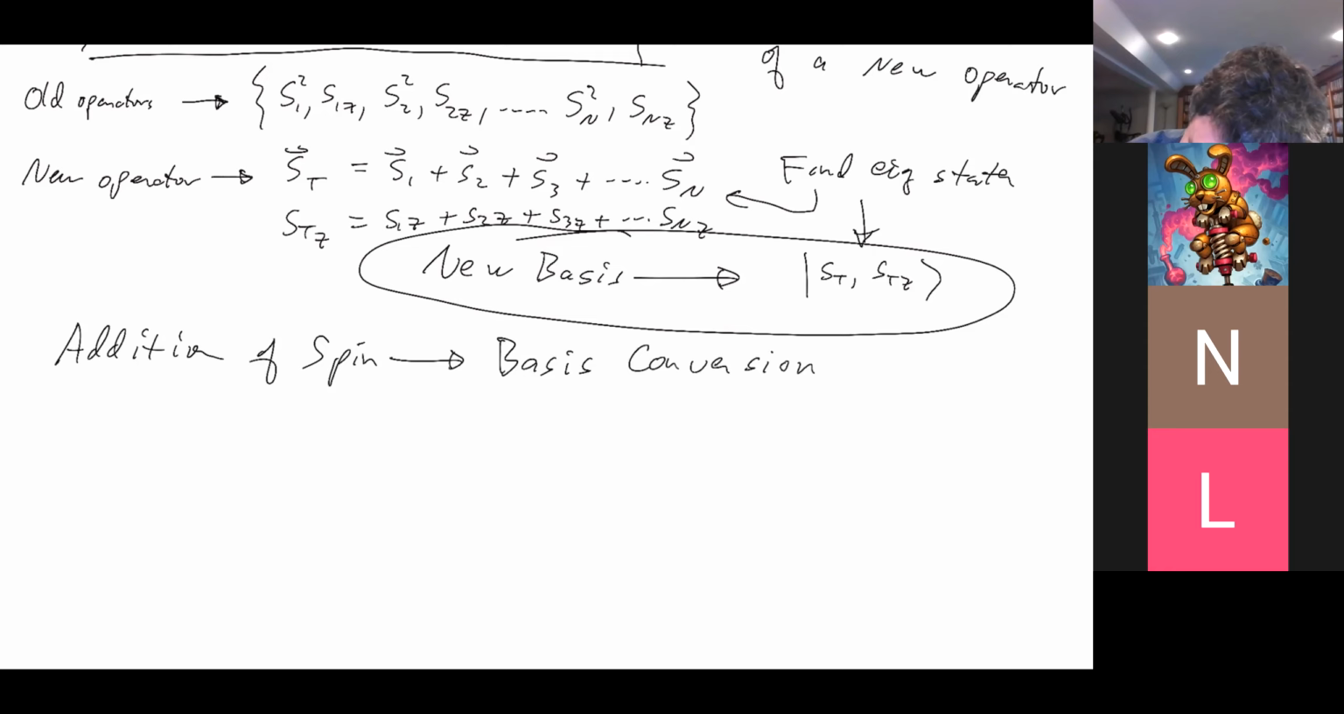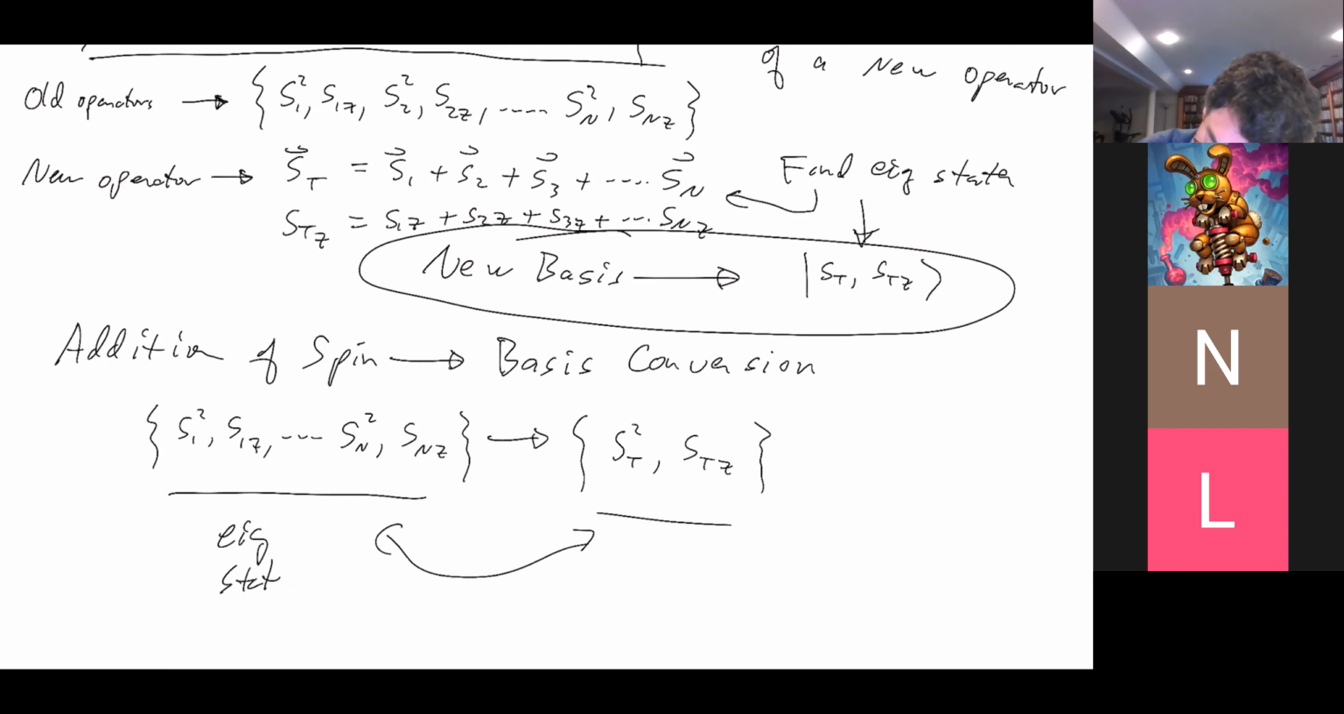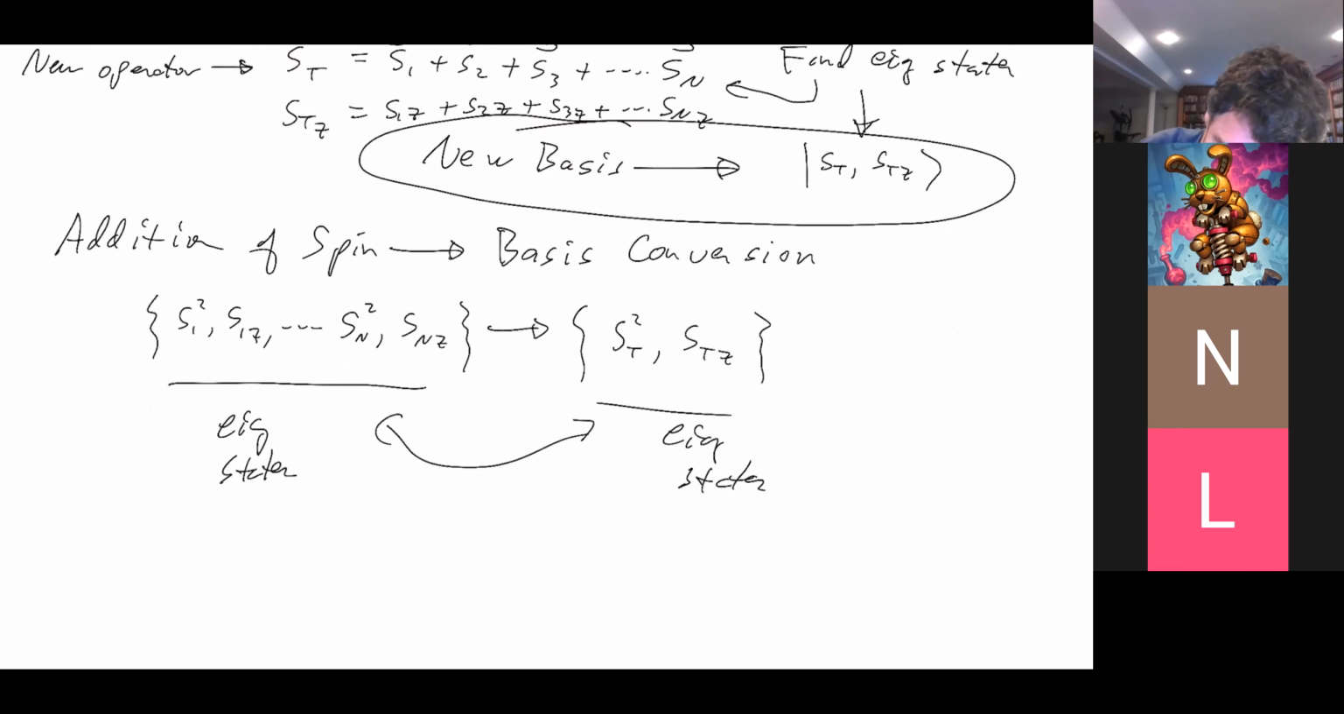We're converting from the eigenstates of this set of operators, S1 squared, S1z, and so on, to Sn squared, Snz. We're converting from this basis, from the eigenstates of this set of operators, to the eigenstates of this set of operators, S total squared, S total Z. So it's a conversion from the eigenstates of those operators to the eigenstates of these operators. Okay, so that's what we're going to do.